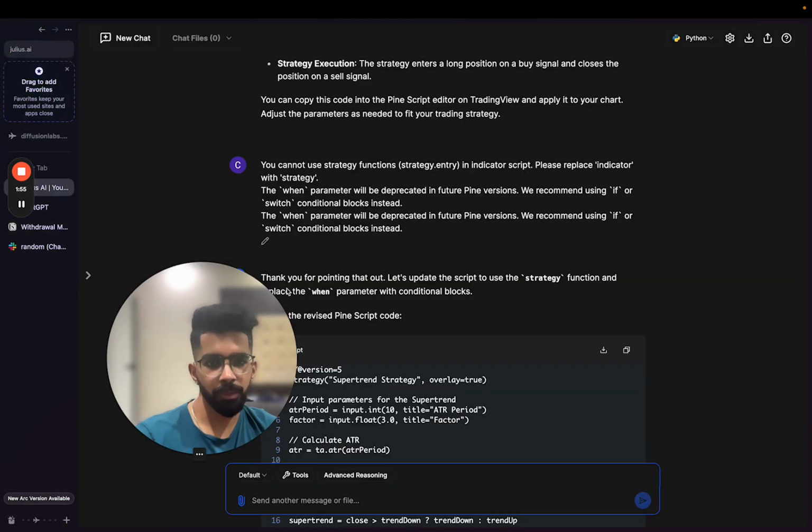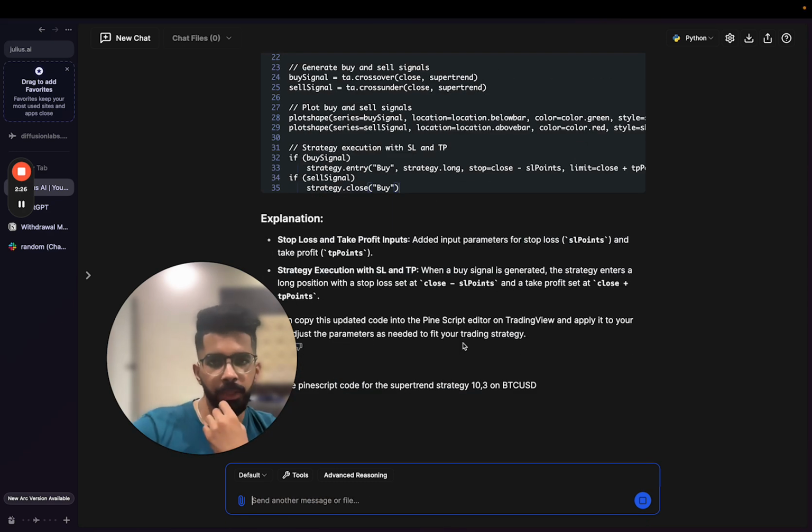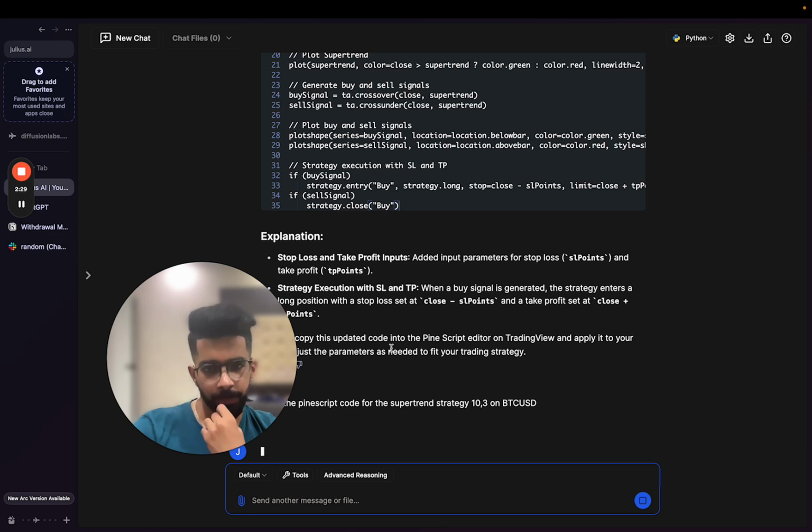Now to discuss this strategy, we'll be creating and using the simple standard super trend strategy. So let me just ask Julius to write this strategy for me. I'll go to Julius and say, write the Pine script code for the super trend strategy 10,3 on BTC USD. And Julius will output the code for me.